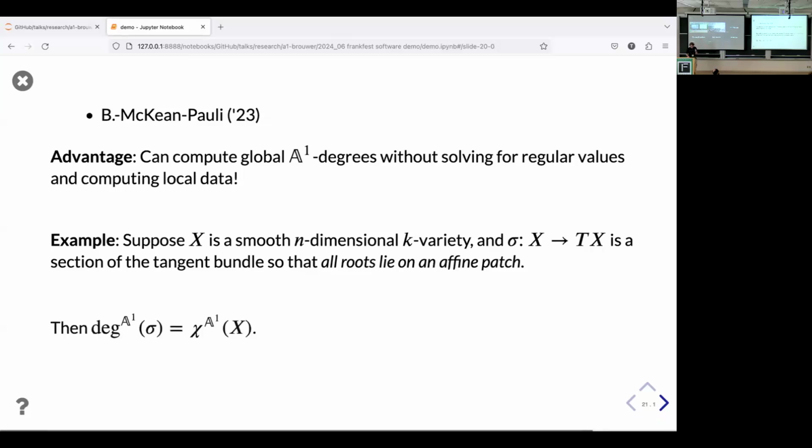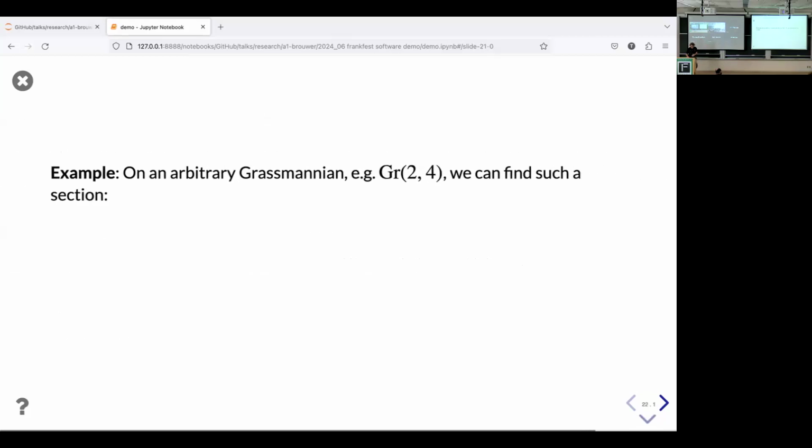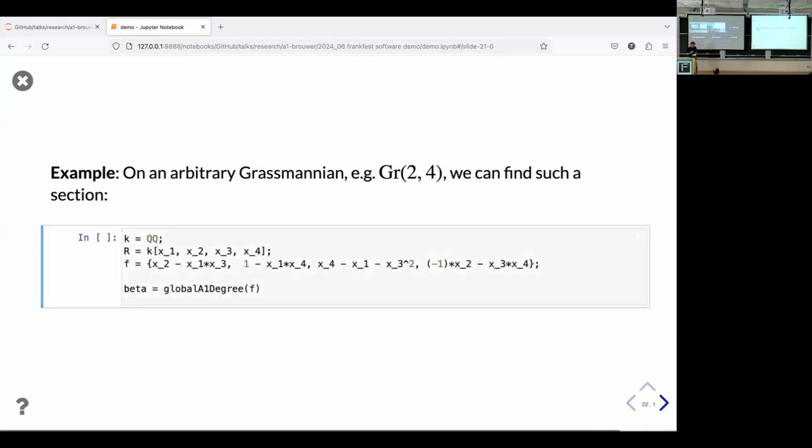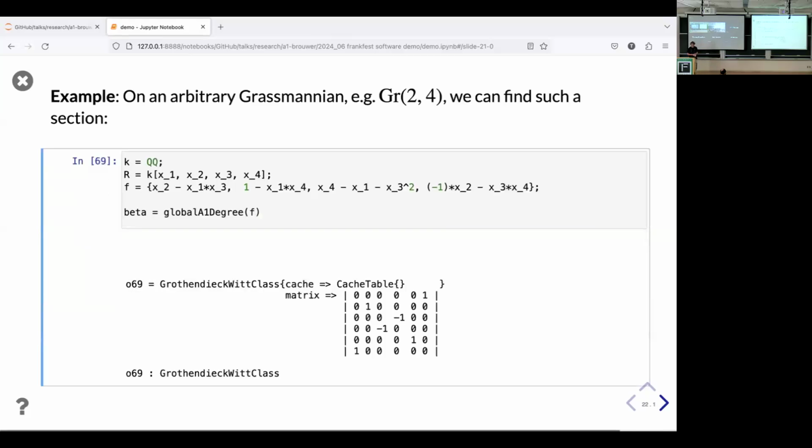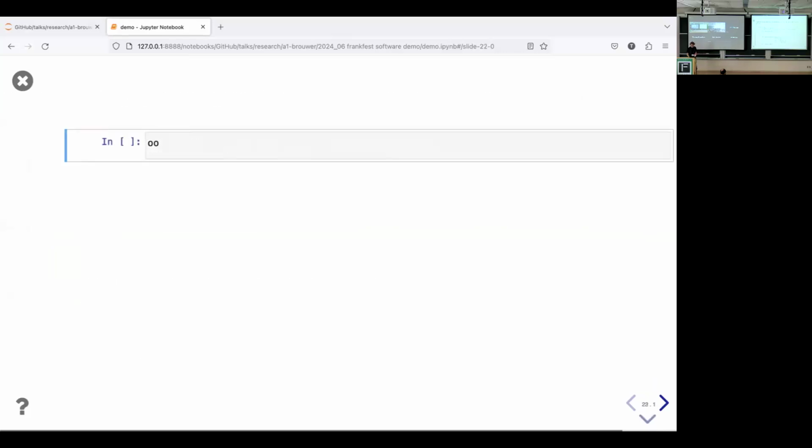So I want to give a very quick example of this in my remaining time. If I have an arbitrary Grassmannian, there actually exists such a section. There exists a vector field along the Grassmannian where all the zeros are lying on one big affine open cell. And we can find such a section. So in the case of Gr(2,4), we've written it out, and it's in my paper if you want to see this. But this is what you can do. This is just a section of the tangent bundle. And we can compute its global A1 degree here. And again, all the zeros were lying on one patch, which is super important for us.